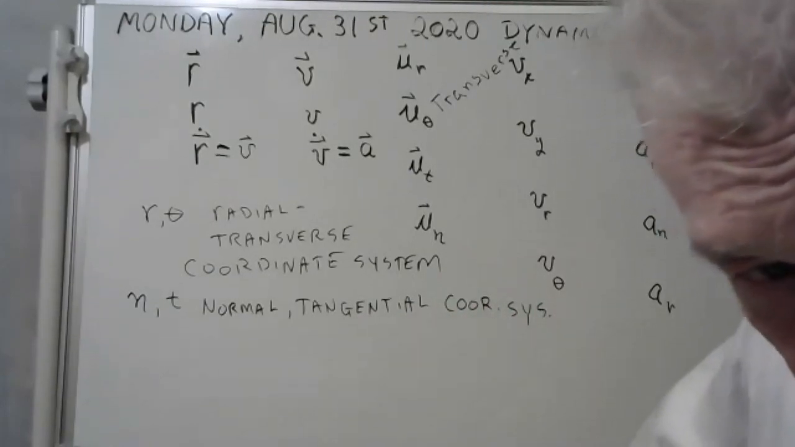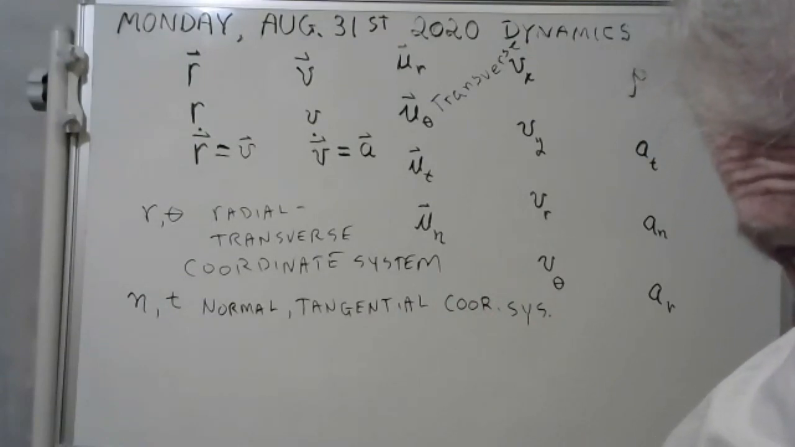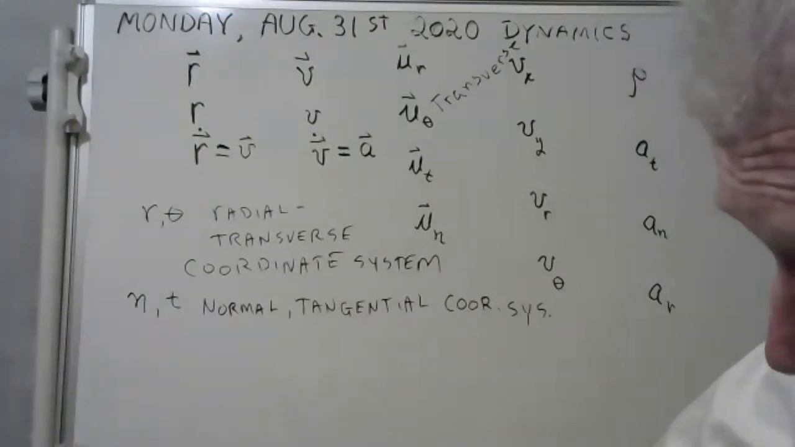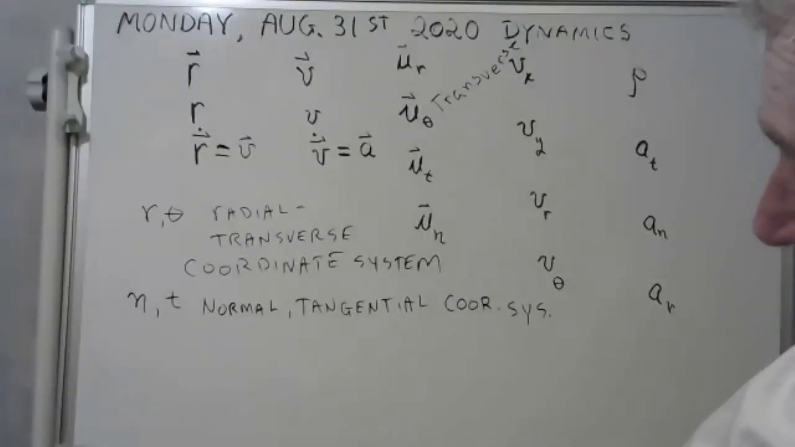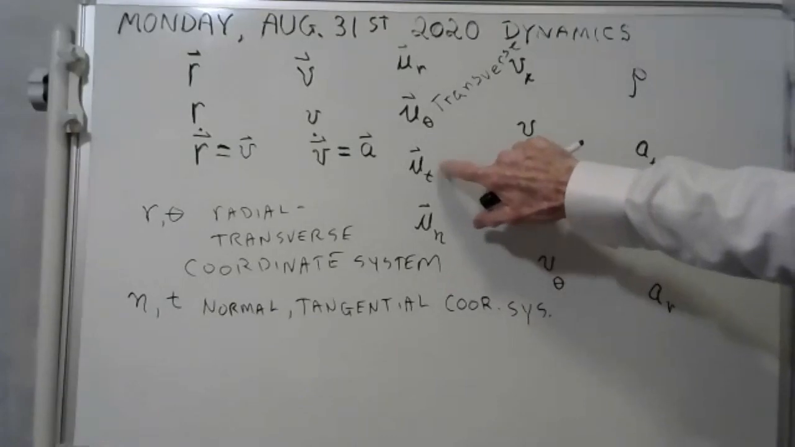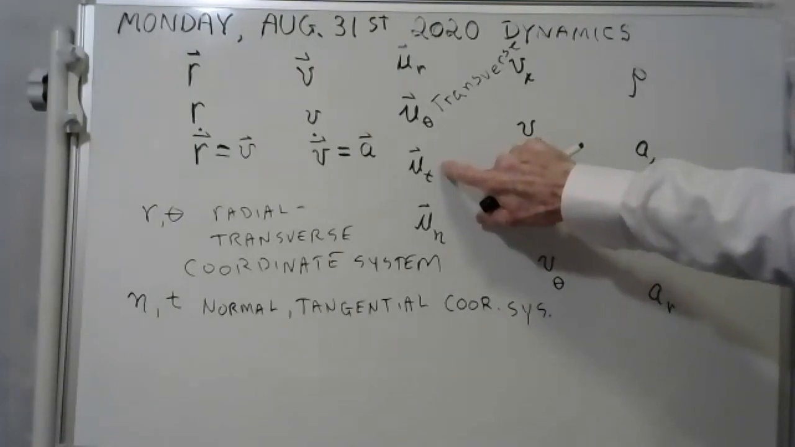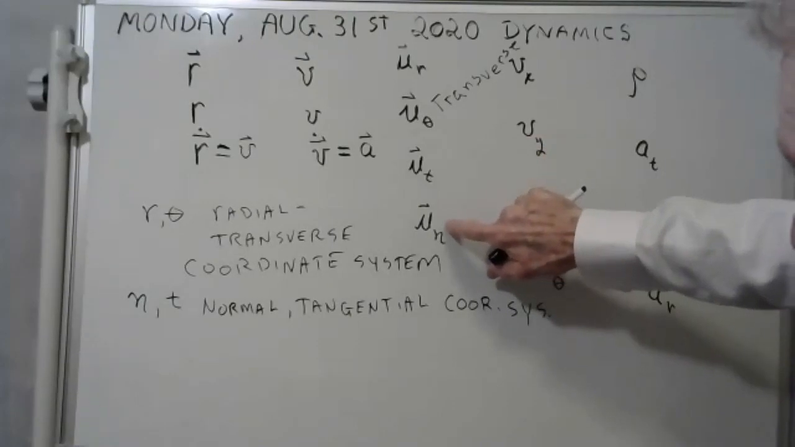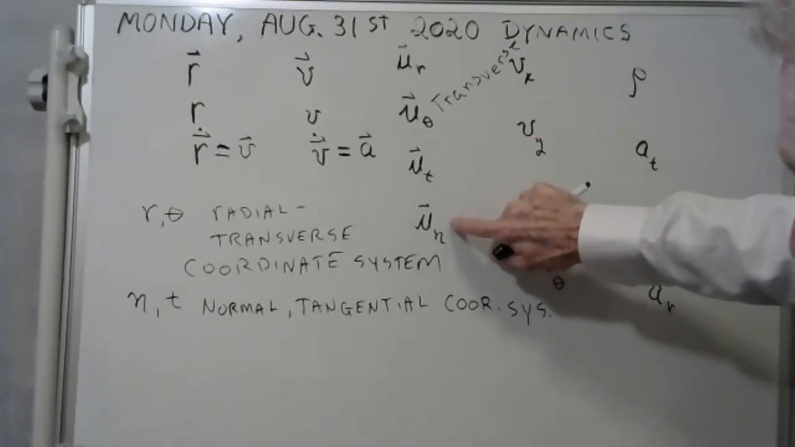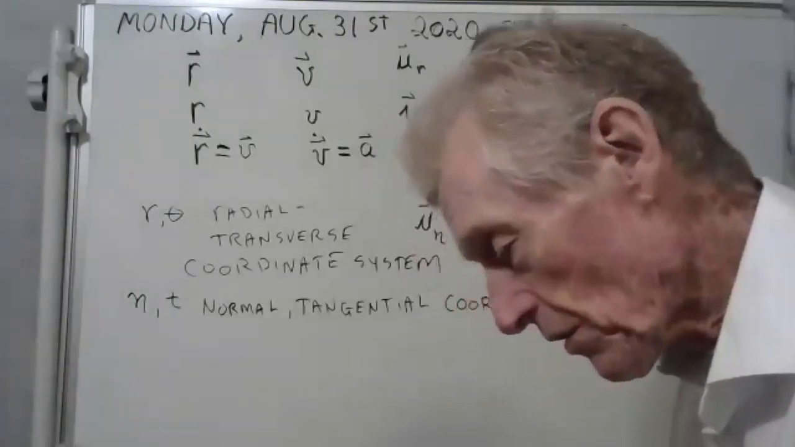We have three different systems: X, Y, and sometimes Z, the R theta and the NT. So, Stuart, what's the name of that unit vector? What do you think? Tangential? Yeah, it's the tangential unit vector. And Stuart, what's the name of this unit vector? Normal. Yeah, and we got to know the directions of those.